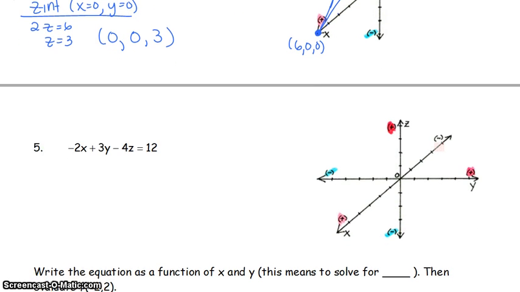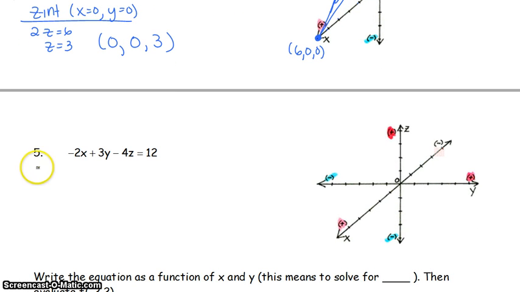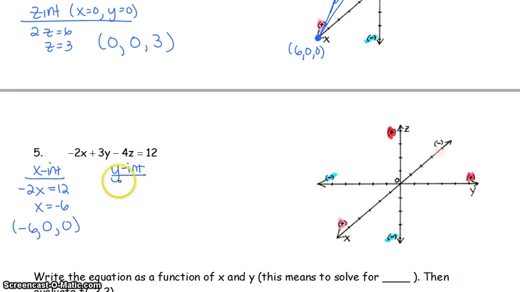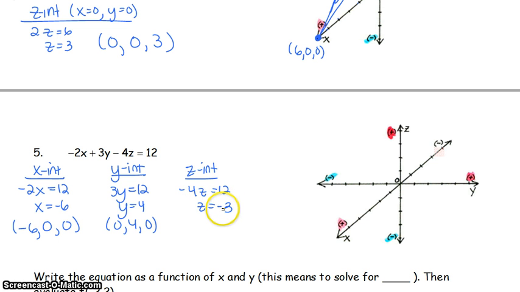So we have one more of these examples. If we want the x-intercept, we take negative 2x, we set it equal to 12. And we've got x is a negative 6, therefore we've got our x-intercept at negative 6, 0, 0. If we have our y-intercept, we've got 3y equals 12. Y is 4, so we've got 0, 4, 0. And this is exactly what I should see on your quiz and test for showing work. Negative 4z equals 12, z equals a negative 3. So this is 0, 0, negative 3.